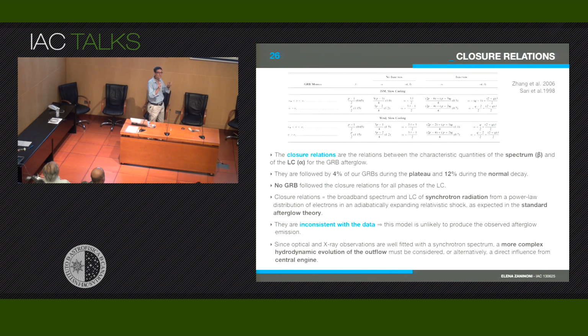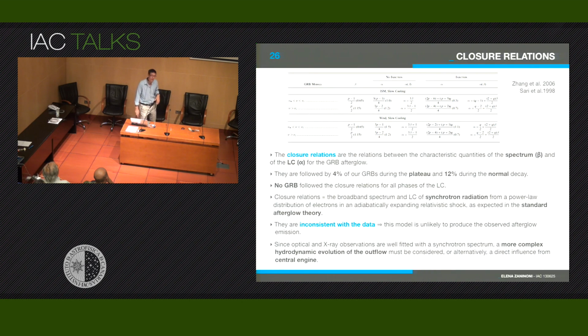The other thing that we can study with this data are the closure relations. The closure relations are based on the standard model of the gamma ray bursts and are based on the synchrotron emission. That is, we have a synchrotron spectrum, and then we can see the relation between the spectral slope and the light curve slope, that is the temporal slope. And so we found that these relations are followed by only 4% of gamma ray bursts during the plateau phase and only 12% during the normal decay. And so we found that no gamma ray bursts follow the closure relations for all the phases of the light curve. This is important, because our data are inconsistent with this simple standard model, and so this model cannot reproduce the observed afterglow emission.